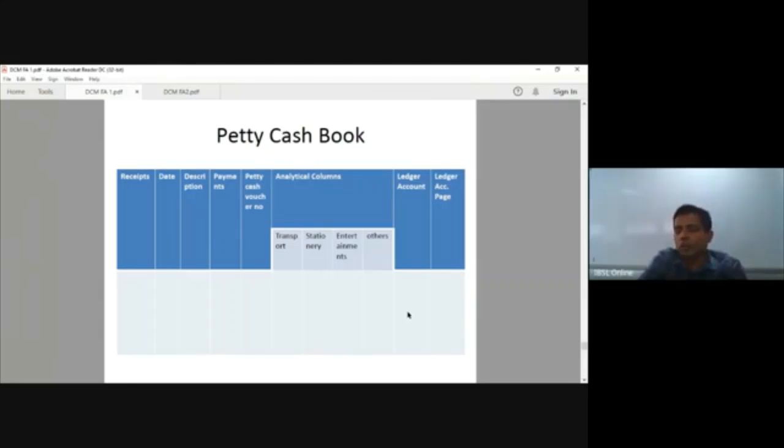Originally, he had 20,000, he spent 15,000, and he met the main cashier with the 15,000 source documents and the expense items. If the main cashier is satisfied with the source documents, he will again give the 15,000 to the petty cashier. Again, that petty cashier's imprest will go to 20,000, and again he can make petty cash payments up to 20,000. That is called the petty cash imprest system, and the recording will happen in a petty cash book.